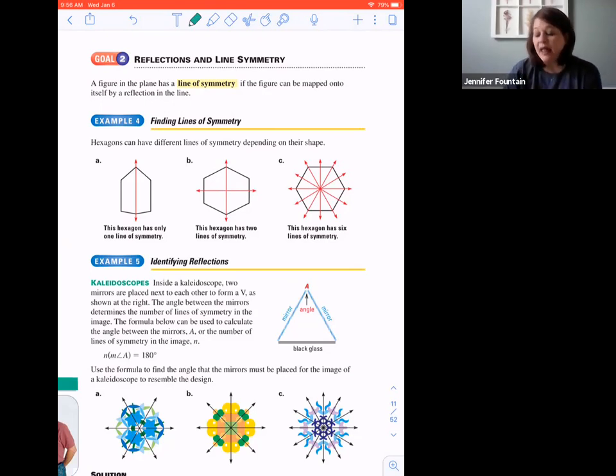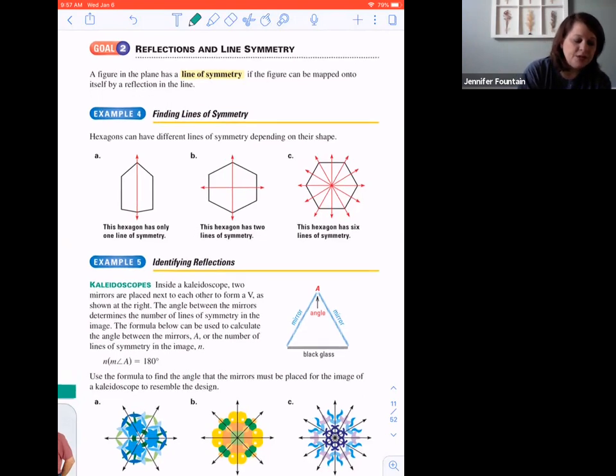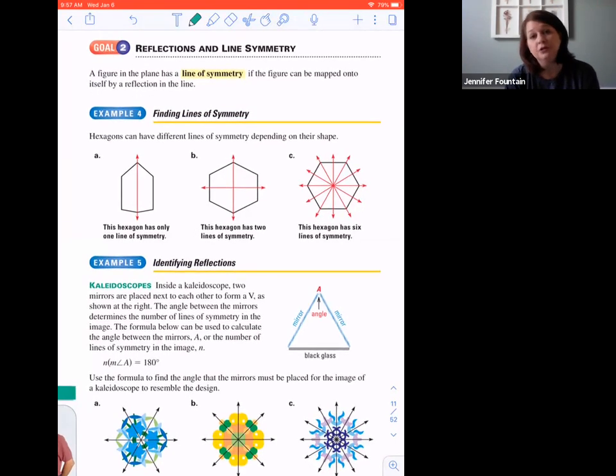So basically we're saying here that our line of symmetry is the line that we are using as our, I'm losing my words today, our line of reflection. So a line is a line of symmetry if it is a line of reflection. It says hexagons can have different lines of symmetry depending on their shape. Remember, a hexagon is just a six-sided figure, okay? But they're not all drawn exactly the same way. We can see 3 different pictures here of a hexagon.